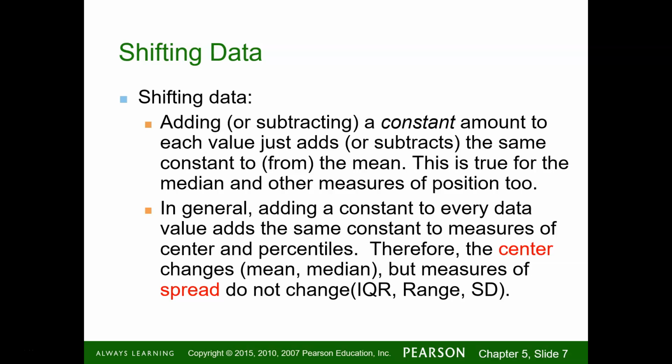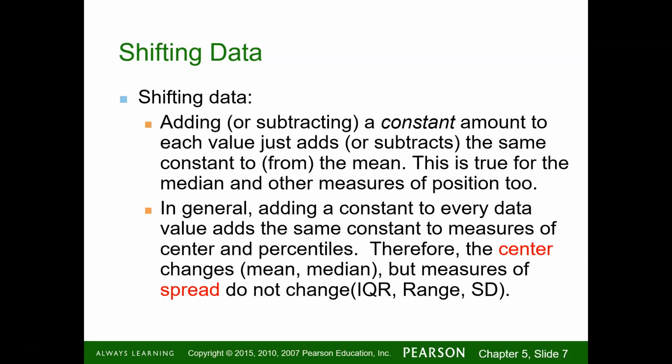Let's talk about how shifting the data changes things. When you add or subtract a constant amount to each value, it does the same to the mean. Like if you add 10 to every value, it's going to make the mean go up by 10, right? That makes sense, because if I add 10 to every value, it's just going to do the same thing to the mean that it did to all the numbers.